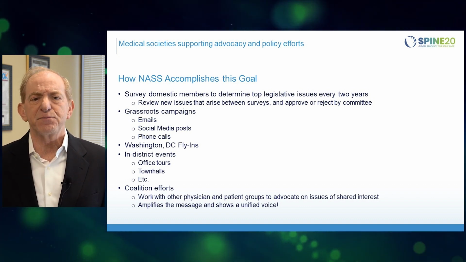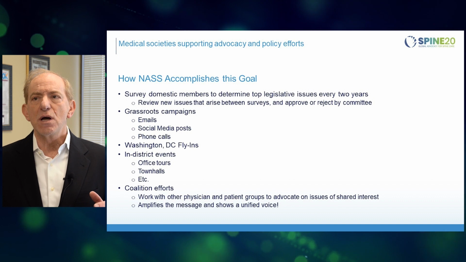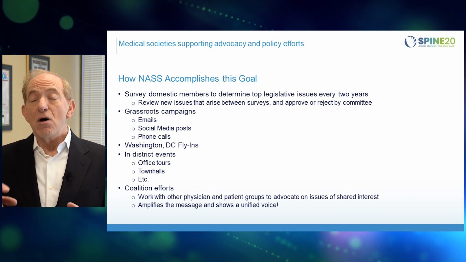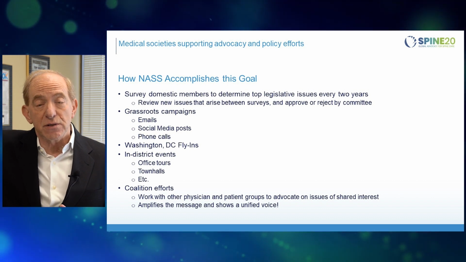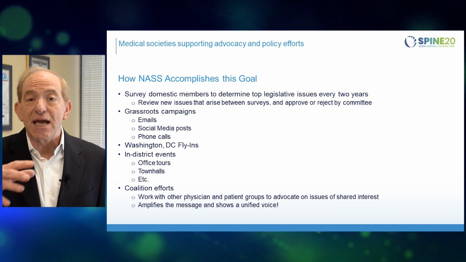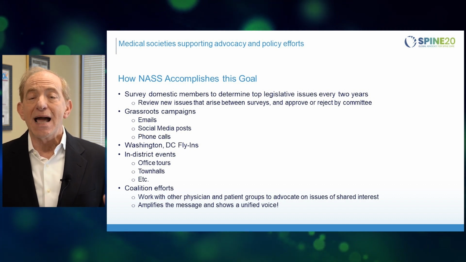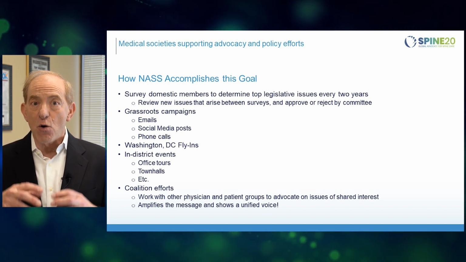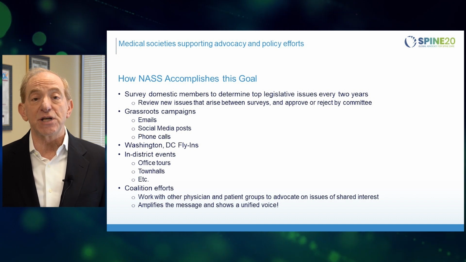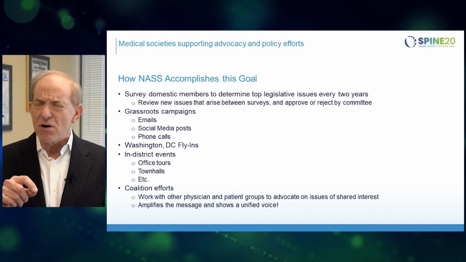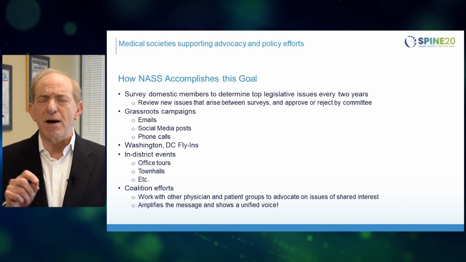We also, because we only have 10,000 members, and because all the other groups give so much money to advocate, we have to amplify our voice and be more powerful. And we do that by forming coalitions with other medical societies besides spine care. Because a lot of things for spine care are also mutually interesting to other groups.